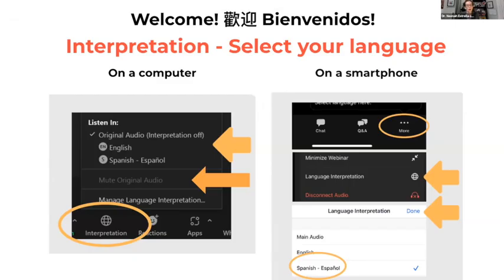So thank you, everyone. Tonight we have interpretation in Spanish. You will see at the bottom of your screen a globe that says interpretation. If you would do us the favor of clicking on that and then clicking the language of your choice. If you're an English speaker, please select English. If you are a Spanish speaker, please select Español. If you are on a smartphone, you'll need to tap on the three dots, and then on that menu, you'll see a little globe that says language interpretation. Select that, and then select the language of your choice.